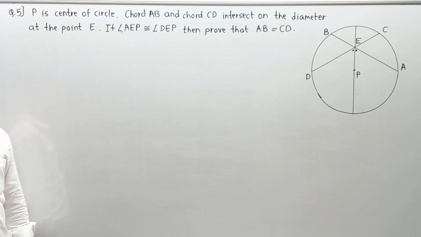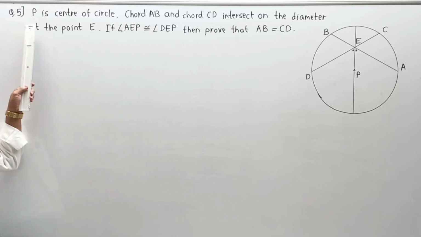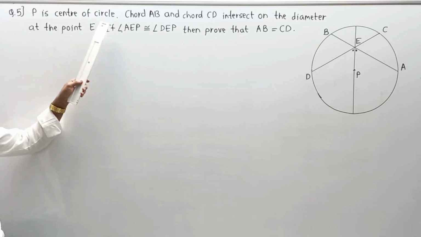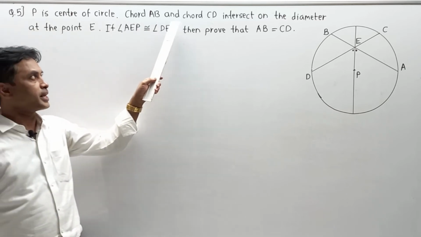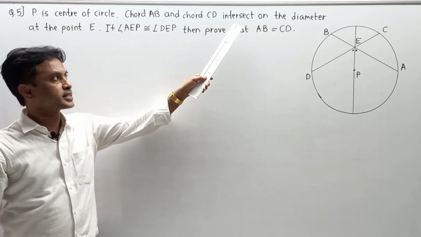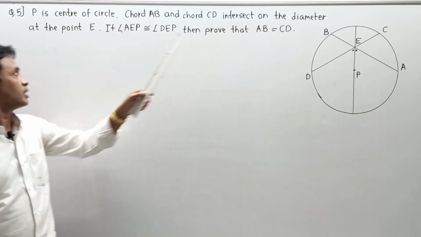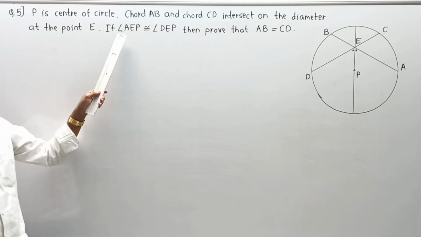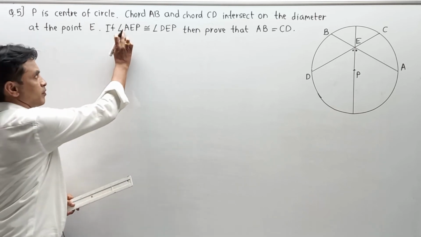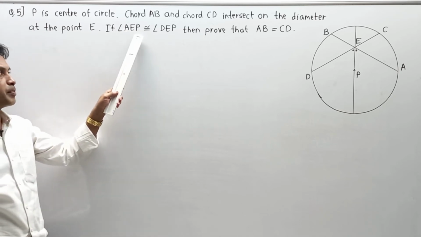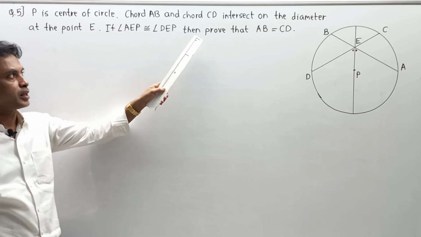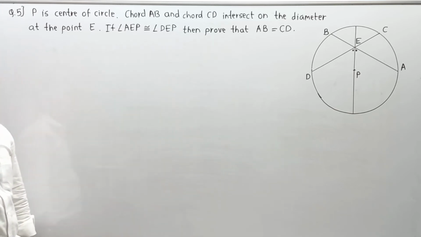Now, moving to the next numerical, the question is number 5. P is the center of a circle. Chord AB and chord CD intersect on the diameter at the point E. If angle AEP is congruent to angle DEP, then prove that AB is equal to CD.